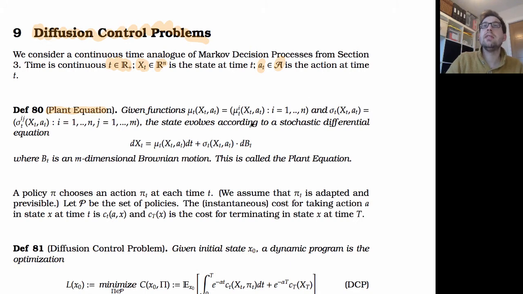I'm going to assume that the state evolves according to a stochastic differential equation, which is given by dx of t, so the change in x of t, is given by some drift, which is a function of time, the state, and the action that you choose, okay, and some volatility due to this stochastic integral where we've got a volatility, sigma of t, x of t, a of t, and then we integrate that with respect to Brownian motion to give some noise. Okay, so here B of t is assumed to be an m-dimensional Brownian motion. Okay, so this is the plant equation in the case of a diffusion control problem, right?